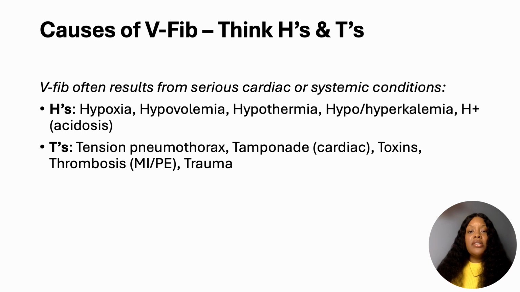So what are some causes that could lead to a patient going into VFib? You want to think H's and T's. It could be caused by hypoxia, hypovolemia, hypothermia, hypokalemia, hyperkalemia, also acidosis. Our T's could be a tension pneumothorax, cardiac tamponade, toxins, or a patient having an MI or a PE, or any type of trauma, okay?